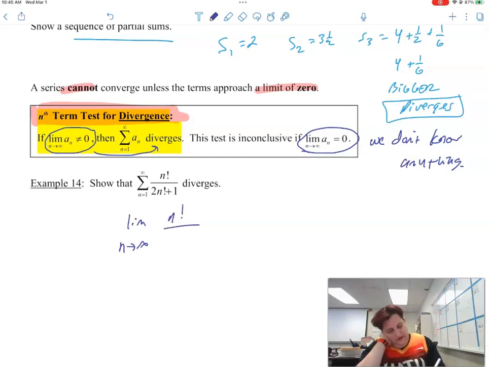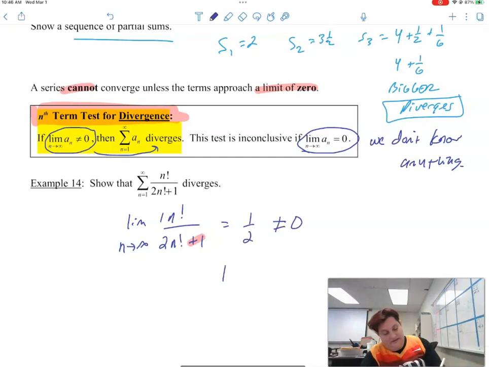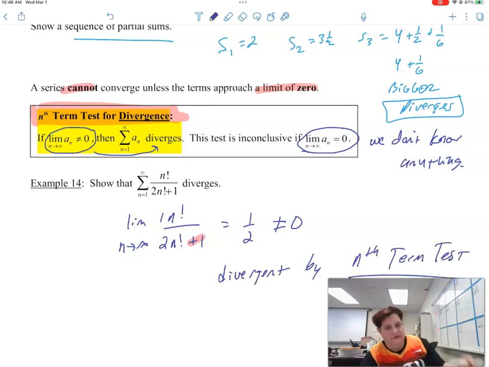So what I'm going to do for my nth term test is say, as this gets bigger and bigger, n factorial over 2n factorial plus 1. Let's take a look at this real quick. Well, you guys know as we approach infinity, that plus 1 isn't going to really make a difference. It's kind of like the degree of the top and the degree of the bottom are the same. So the limit as I go to infinity is just 1/2, which is not 0. So we can say it's divergent by the nth term test. We will do a lot more questions like this in class.